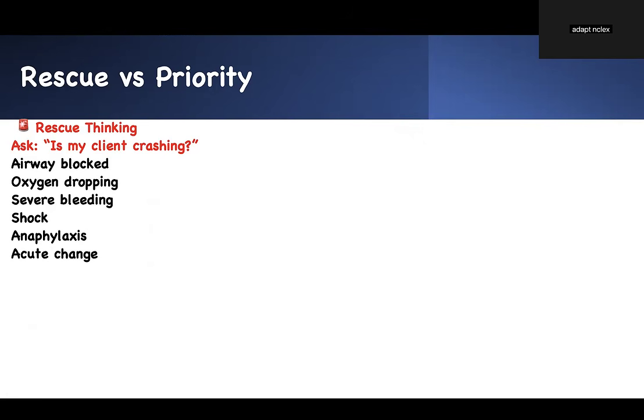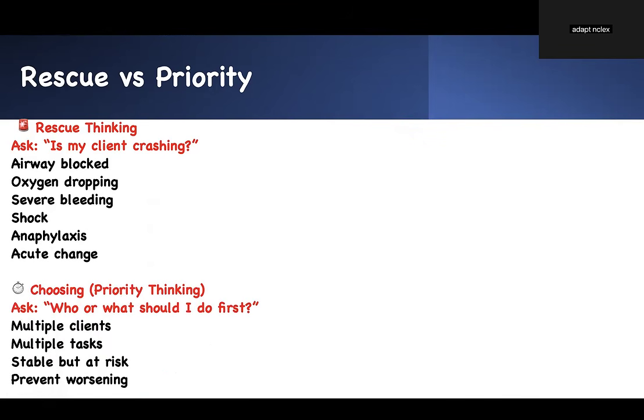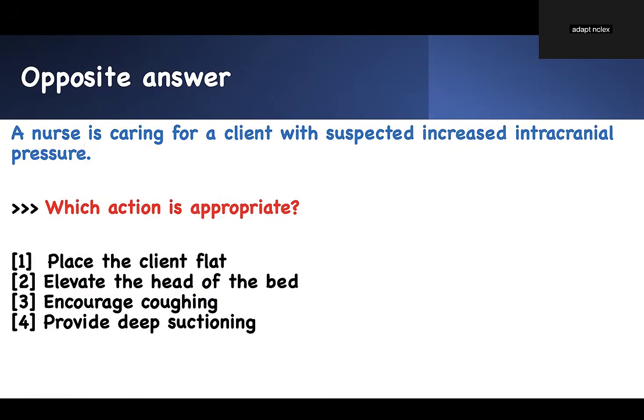They're already in it. Unlike priority thinking, it's risk reduction. You're preventing. You want to know whose situation is getting to the point that they will be in the rescue problem. So multiple clients, multiple tasks you have to do on that patient. The patient is at risk of worsening condition, so you have to think about it. That's the rescue thinking and normal prioritization.